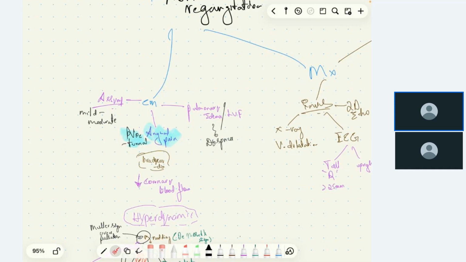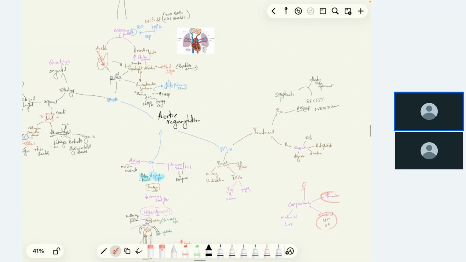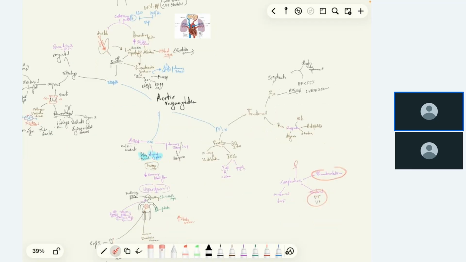During sleep, we know the parasympathetic system is more active than the sympathetic nervous system. Due to that, there will be bradycardia. Due to bradycardia, there will be reduced blood reaching the coronary vessels, leading to reduced coronary blood flow, manifesting as nocturnal anginal pain. These are all the features in asymptomatic and symptomatic aortic regurgitation, due to the hyperdynamic circulation that we see in aortic regurgitation.